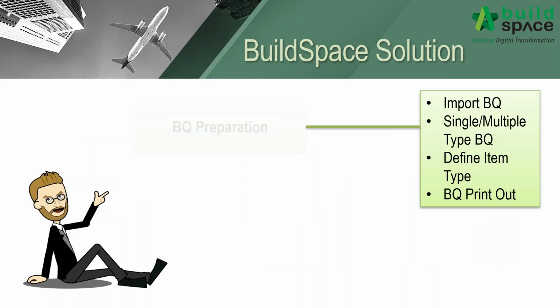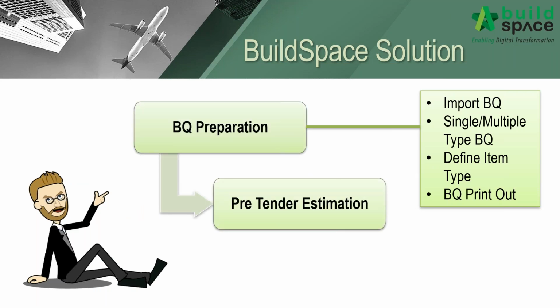So let's go to the interesting part, shall we? Firstly, let's go through how BuildSpace has provided a platform for BQ preparation. In this stage, I will show you how we can create a BQ in 3 ways in BuildSpace. First is to create a BQ manually. Second is to import descriptions from the library. Third is how we can import an existing BQ from an Excel file into BuildSpace. Later, we can see how we differentiate the types of each description and how we can print out the BQ as a hard copy. So let's go through the system.